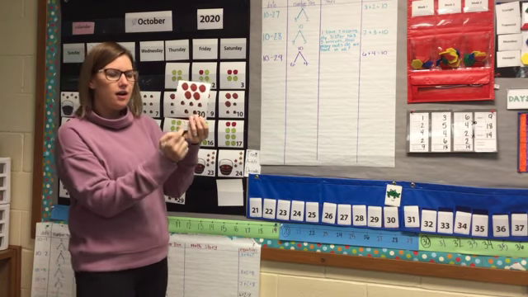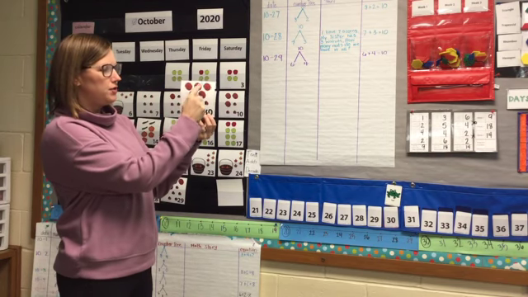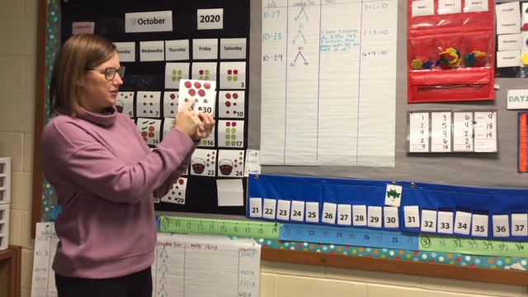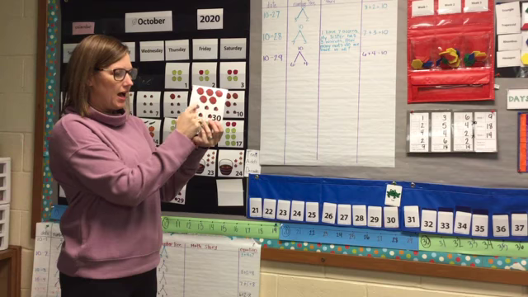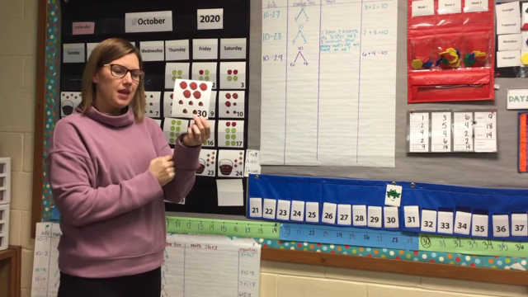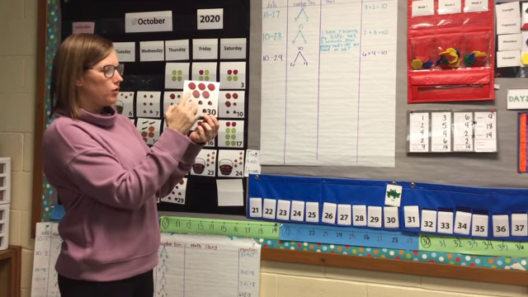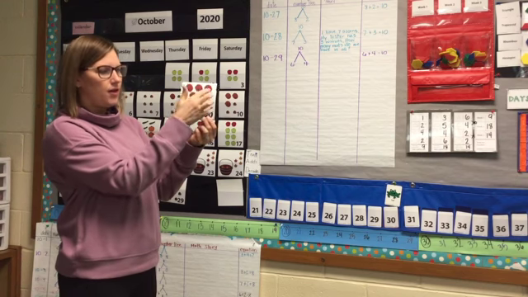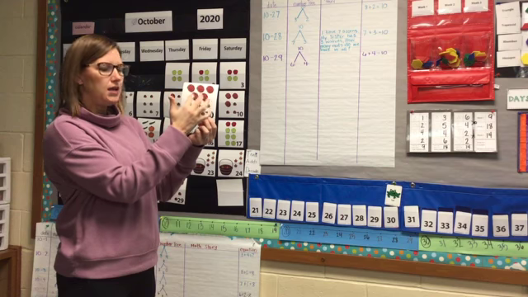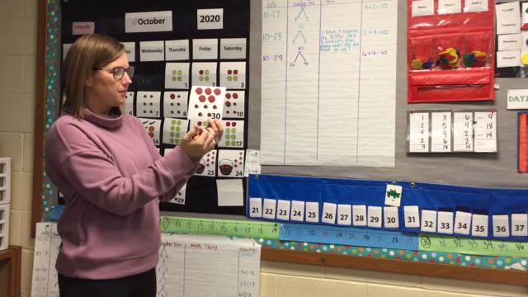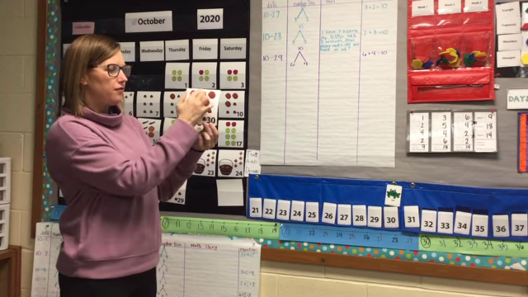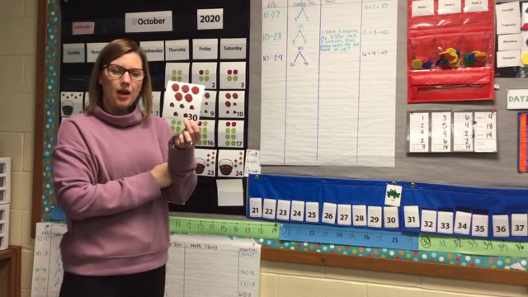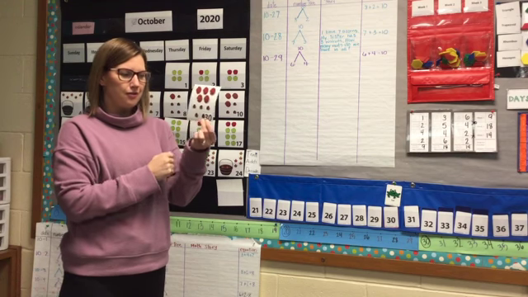If you take a look at the card, we have 1, 2, 3, 4, 5 walnuts and 1, 2, 3, 4, 5 acorns. And when you just look at the card real quickly, you can see 3 and 2. And that's a quick way to know that there are 5, because 3 and 2 more is 5. So if we have 5 walnuts and 5 acorns, how many nuts do we have in all?